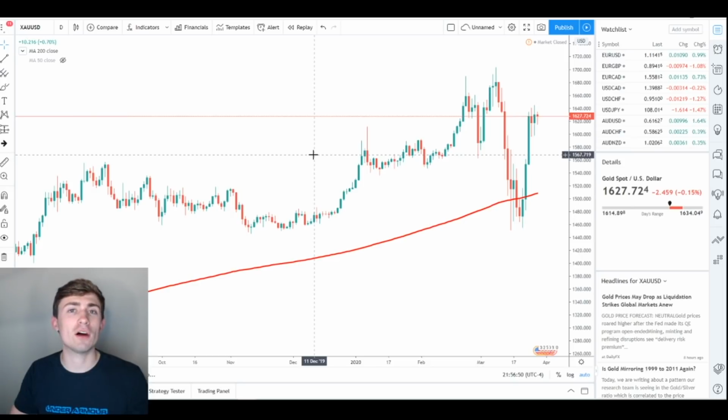Now, a lot of people look at a lot of different time frames, and the daily chart is not the only time frame that I look at, but it certainly is my favorite chart to look at, and I'm going to tell you exactly why.